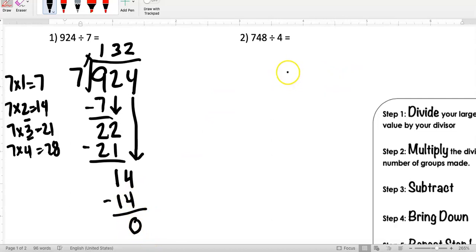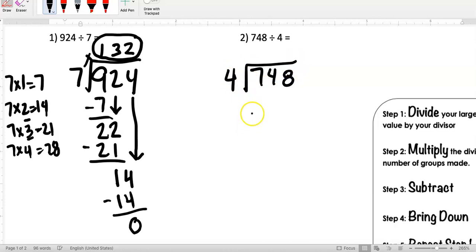Let's go over here to number 2. Oh, wait a minute. Let me circle my answer. My quotient is 132. Now let's go ahead and move to number 2. We have 748 divided by 4. 748 is going inside the house. 4 is going outside. We need to see how many times 4 can go into 7. I'm going to come over to the side and do my 4s.